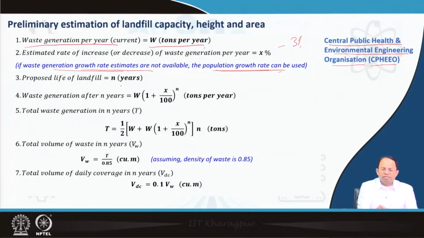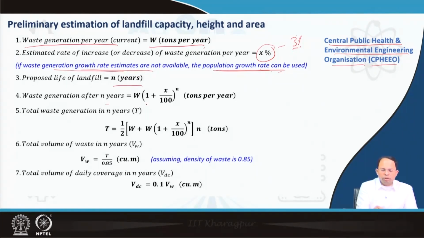Then we go with the assumption of the proposed life of the landfill, which may be N years. Then we also have to estimate the waste generated in the Nth year. At the rate of this growth, maybe 3%, 4%, 2%, whatever it is, what would be the waste generated in the Nth year of the life of the landfill? Why? Because the waste coming to the landfill will not remain the same over the years, so we have to account for that.